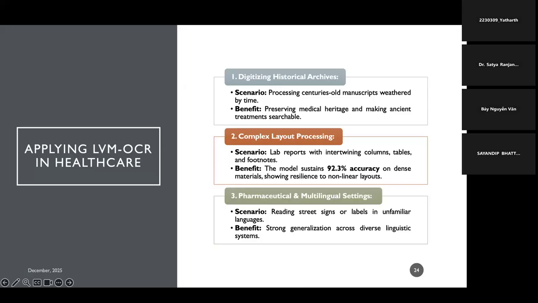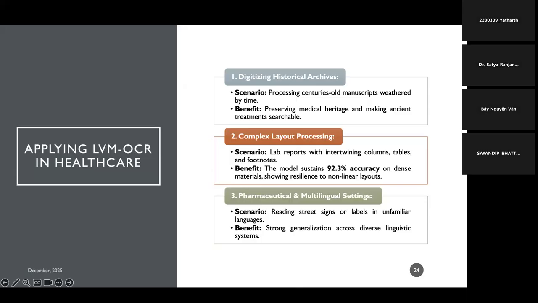And next, we move to the present. Inside a busy hospital, think about a lab report or a blood test result. It's never just a simple paragraph. It's a messy mix of intertwining columns, tables, and tiny footnotes at the bottom. A regular computer reads this line by line and gets confused. But because our model sees the whole picture, it sustains a 92.3% accuracy even on these dense materials. It knows exactly which number belongs to which column.